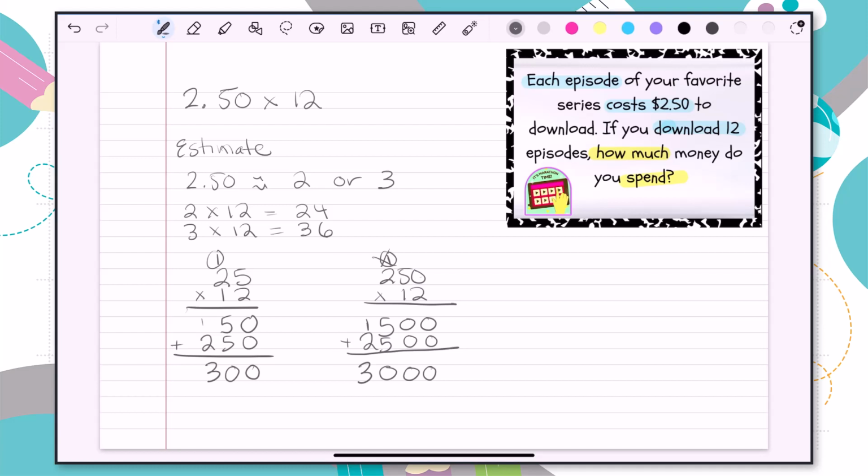Okay, just like I said before, 250 times 12 is 3,000. Now if we go back to our estimate where we looked at what whole numbers $2.50 was between, we saw that our answer should be somewhere between 24 and 36. So we've got to put the decimal in a place that makes sense to give us an answer between 24 and 36.